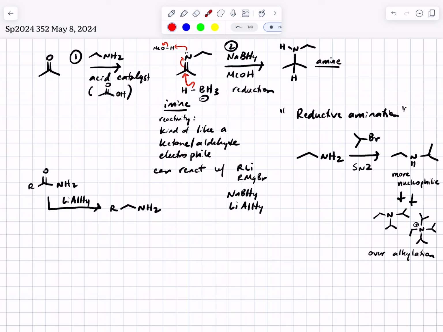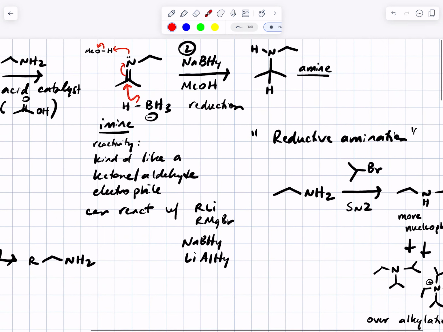Okay? Yes? In this case, we're only adding hydrogen. Is there a way to add more alkyl groups? Yes, you can react imines. I didn't show you that here, but you can react imines with organolithiums and Grignards. The products would be entirely predictable. There'd just be an R group here.